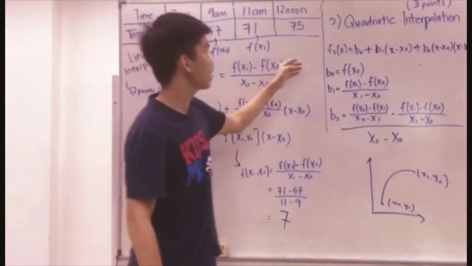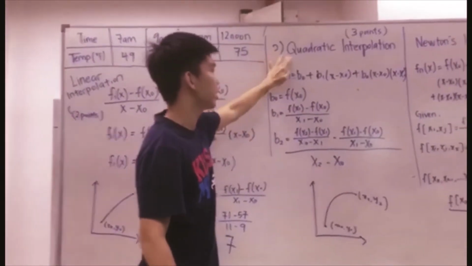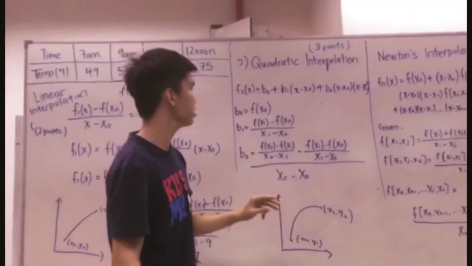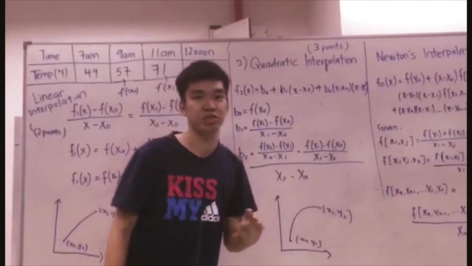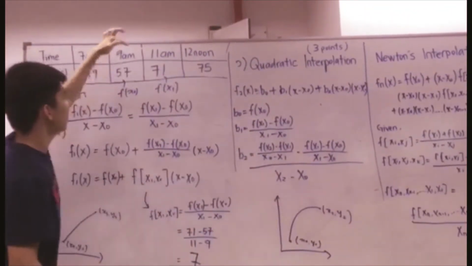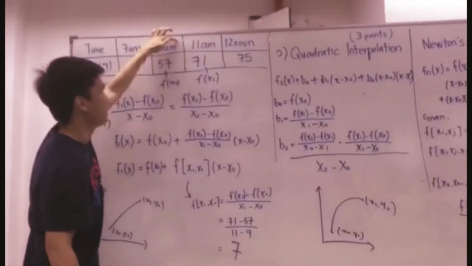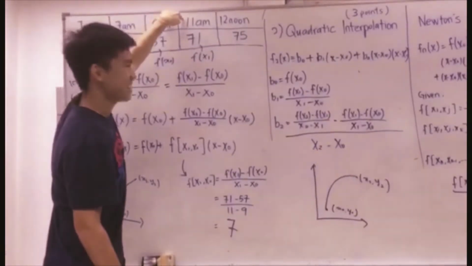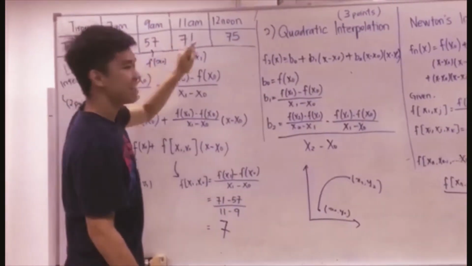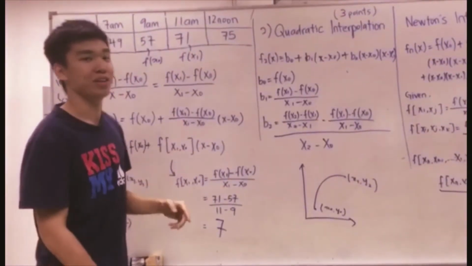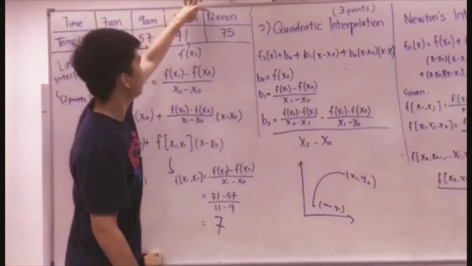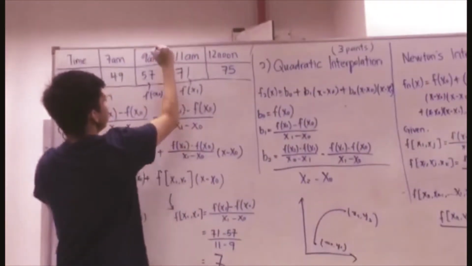The second interpolation method is quadratic interpolation, which requires 3 points. So how do you choose the 3 points? 10 a.m. is here, and you choose the 2 points beside it. So how do you choose the third point? 12 a.m. minus the 10 a.m. here.